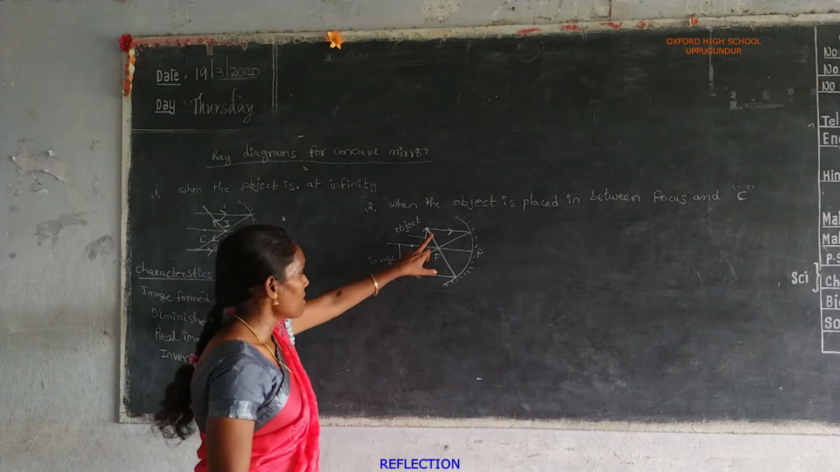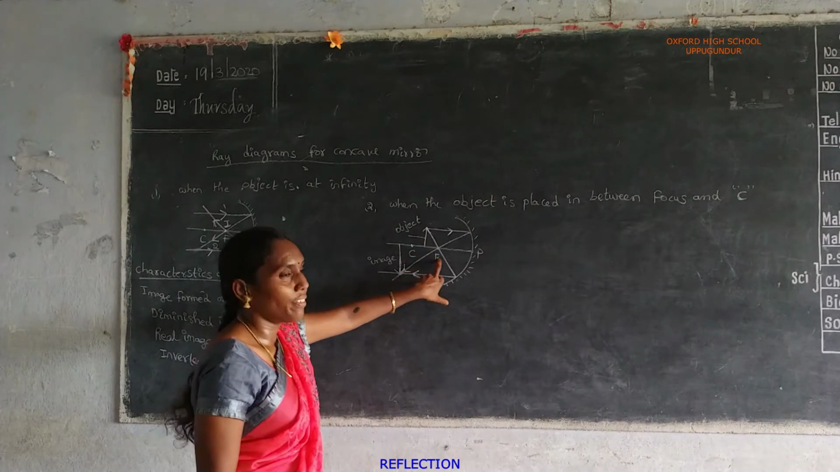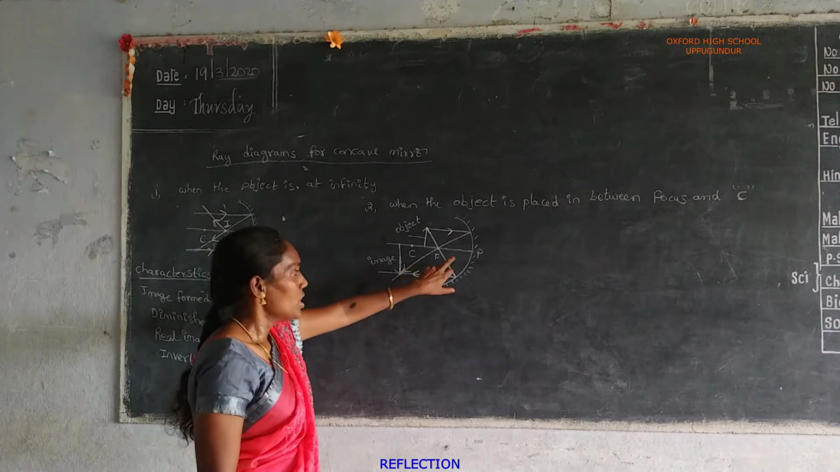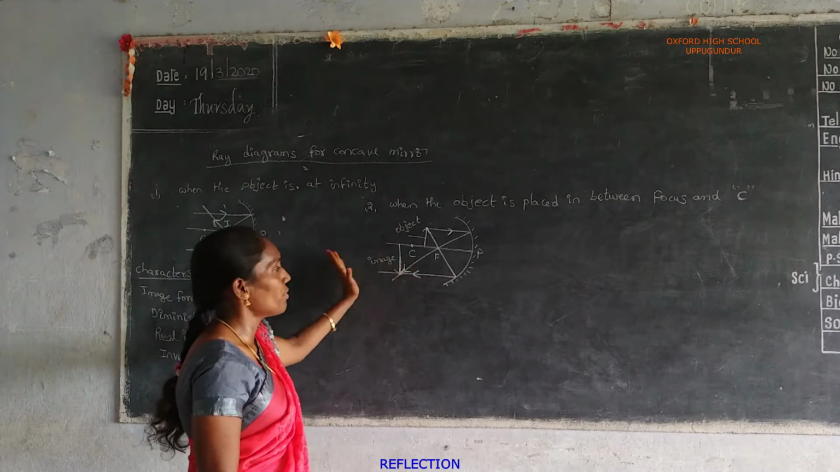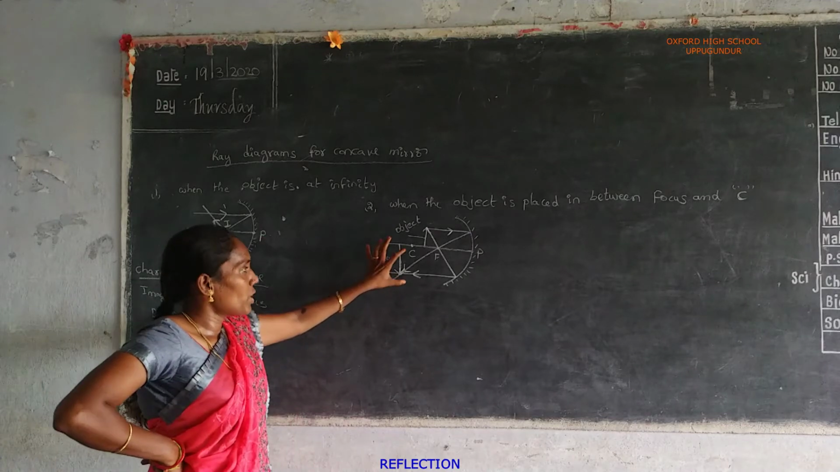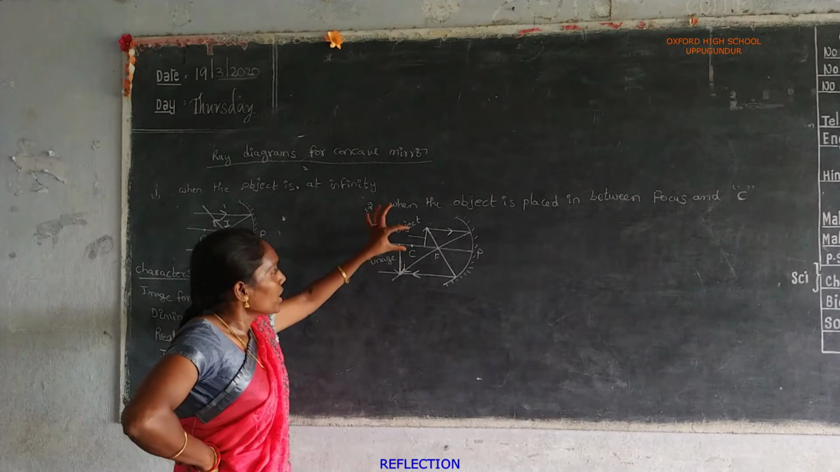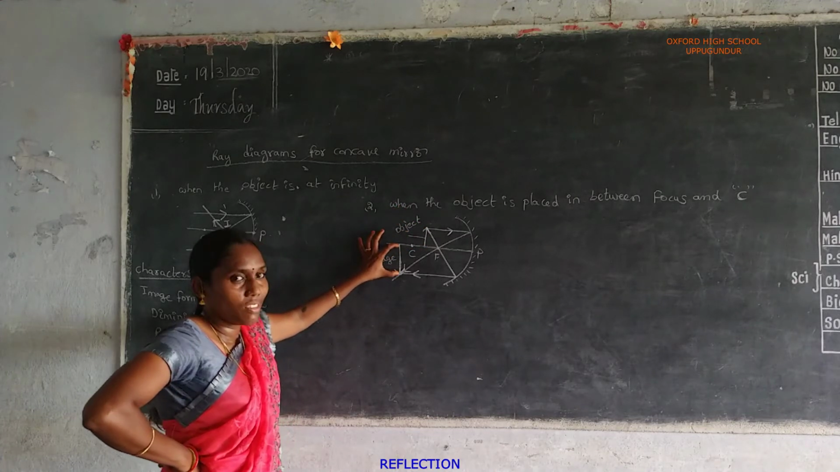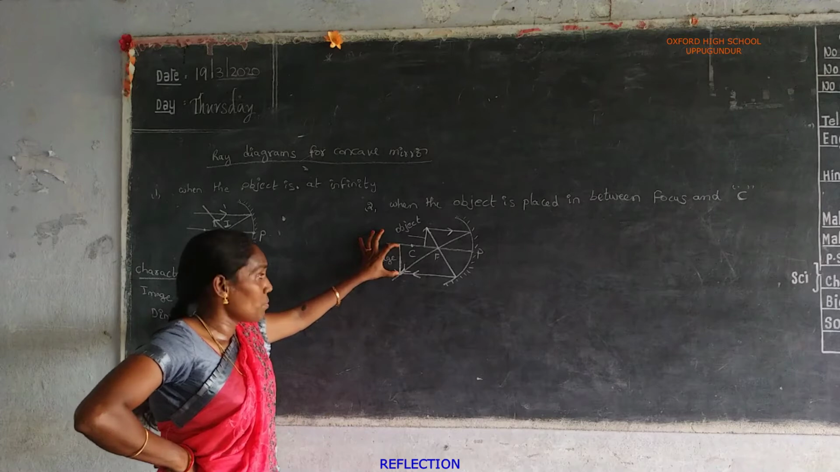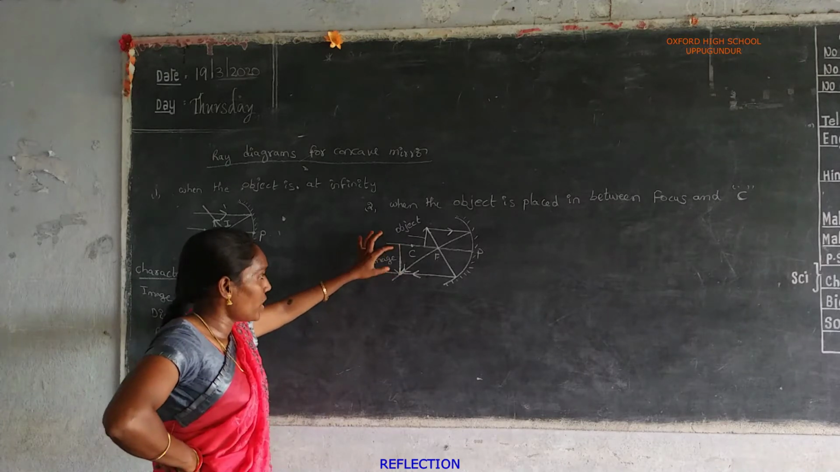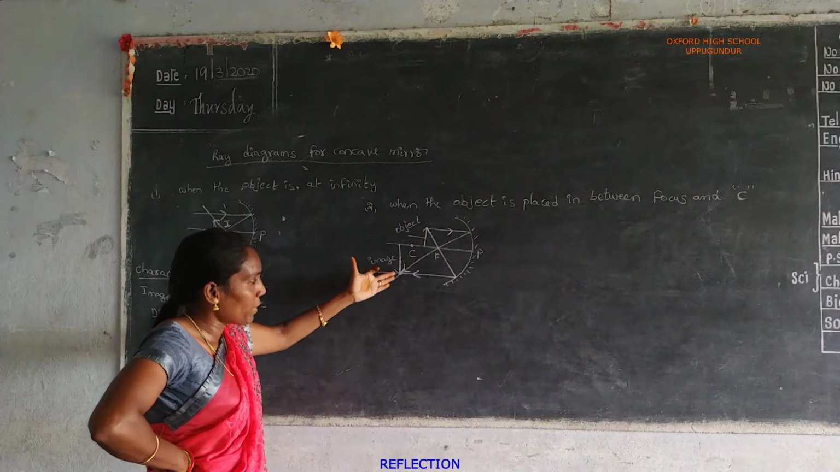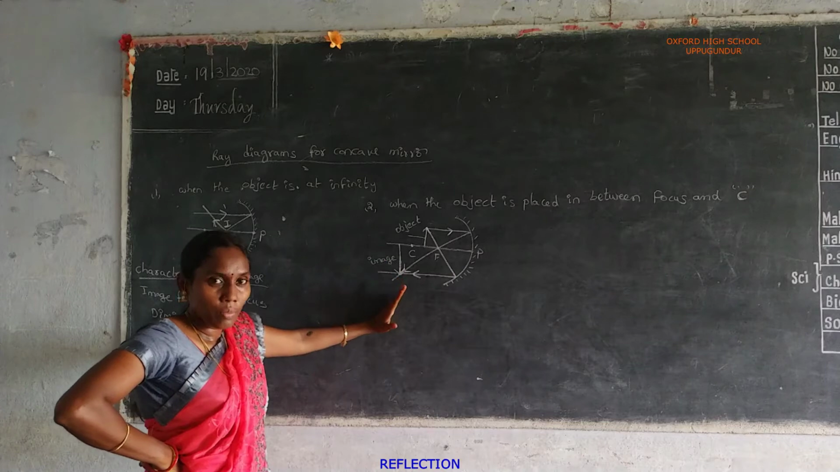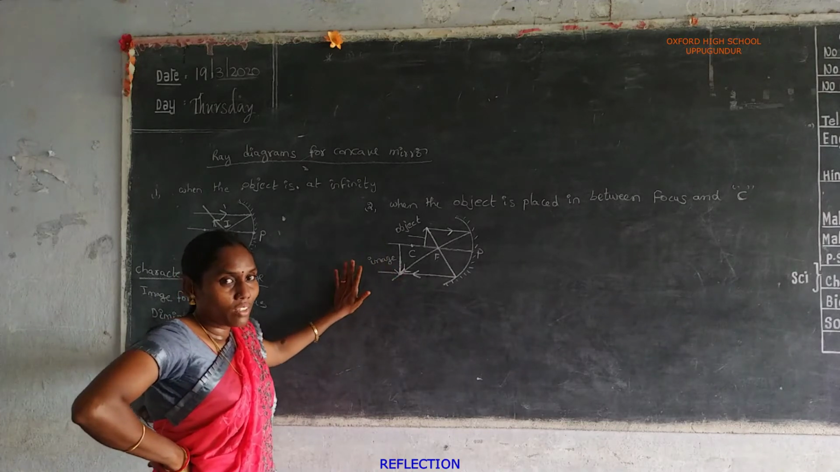Here, an object is placed between C and F. If the object is placed in between the center of curvature and focus, the image is formed beyond the center of curvature. When compared to the object height, the height of the image is enlarged. And next, it is an inverted image, up and down. All inverted images are real images. That image can be caught on the screen.